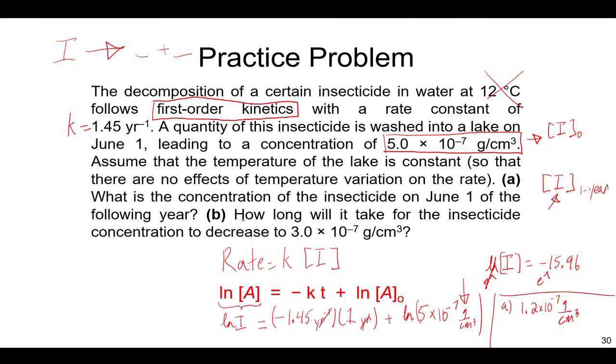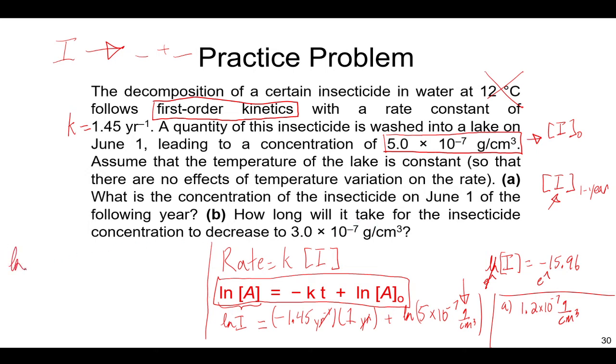Now, part B asks, how long will it take for the insecticide to decrease to 3 times 10 to the negative 7? Okay, well, we're still going to use the same exact integrated rate law formula, only this time we have some different numbers to plug in. We're going to be solving for the time. How long will it take for the insecticide to decrease to 3 times 10 to the negative 7? Well, that is our later time concentration.